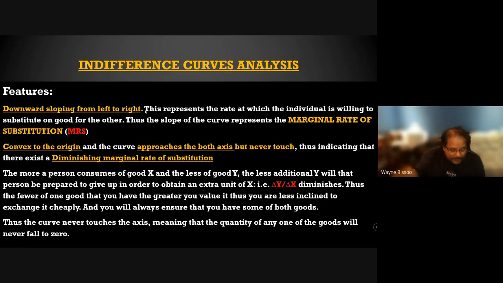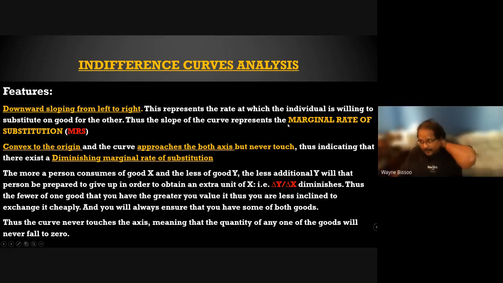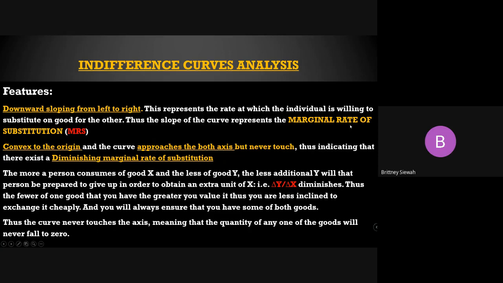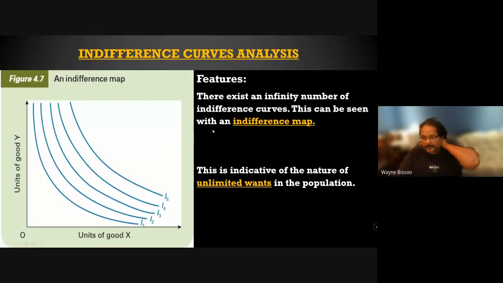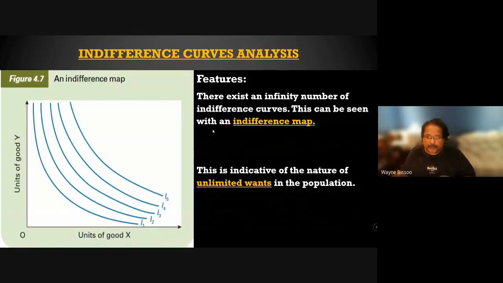So the slope of that downward curve represents the what? The slope of that indifference curve represents the marginal rate of substitution. Yes. All right. Very good. Let's remember that, because that's a critical feature. Let's look at another feature here.